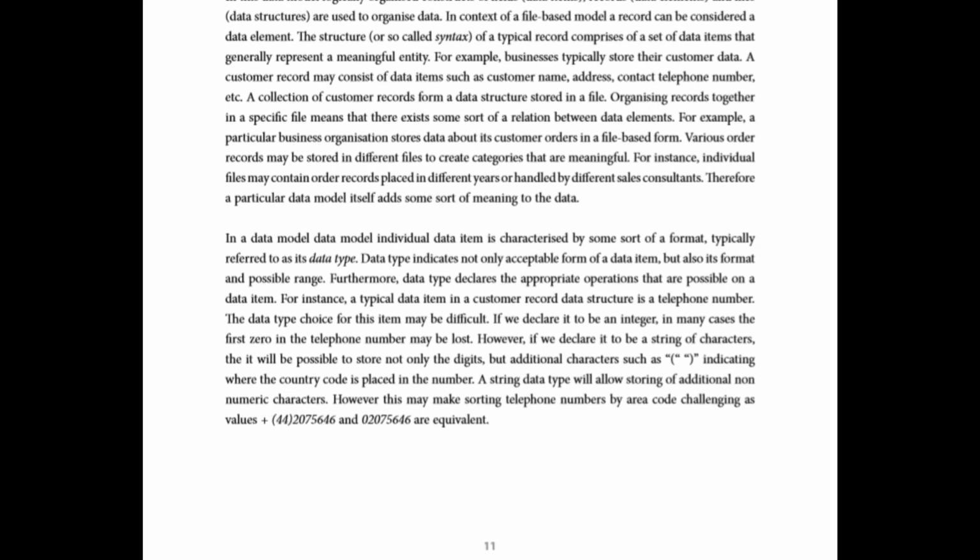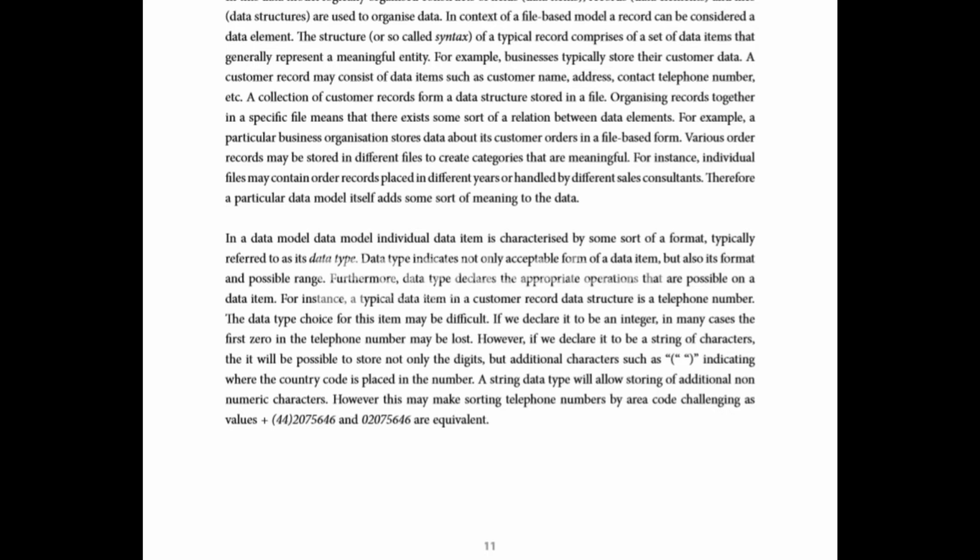Yes, you have to arrange it in file-based form. For example, individual files may contain order records placed in different years or handled by different sales consultants. Therefore, a particular data model itself adds some sort of meaning. When you have the records of customers, and in the customer records you have the information, you are storing that information in an organized form in a data structure that is called a file. Different files can be knit together, and you can create categories of a specific record within different files, also giving them some meaning or reference to be used for future purposes.